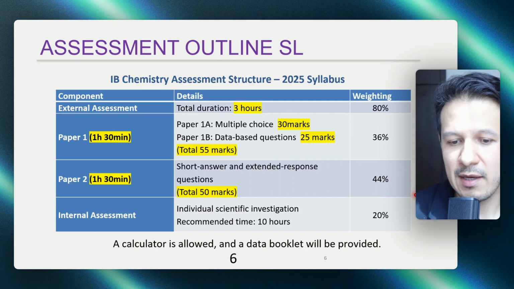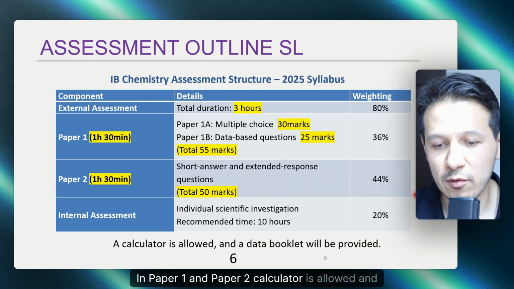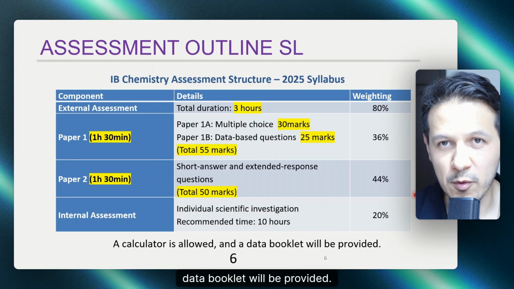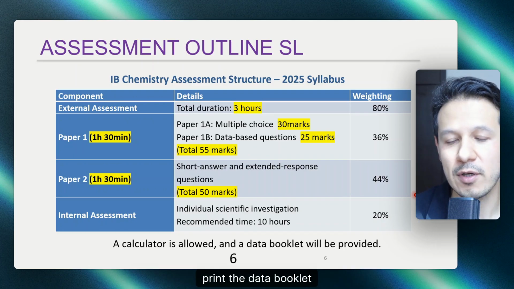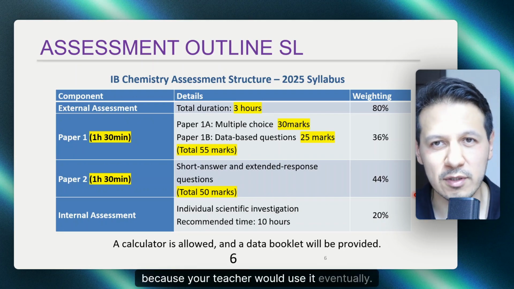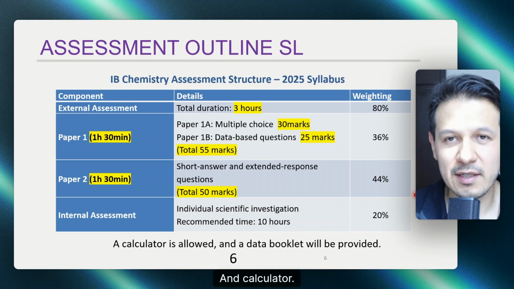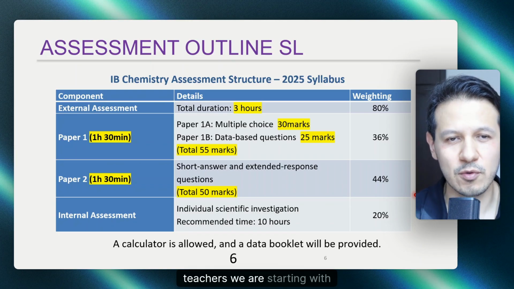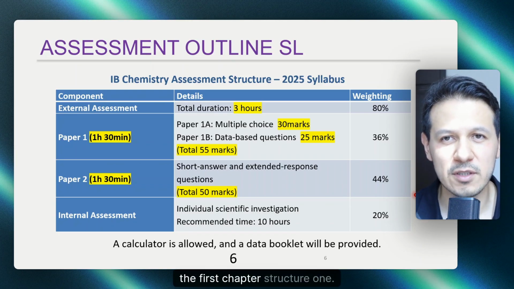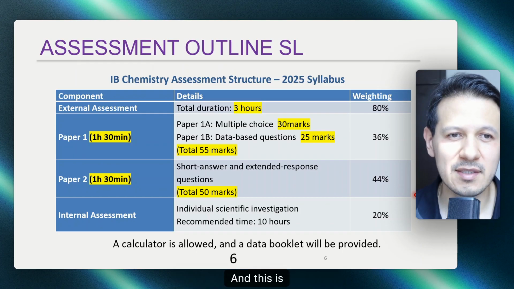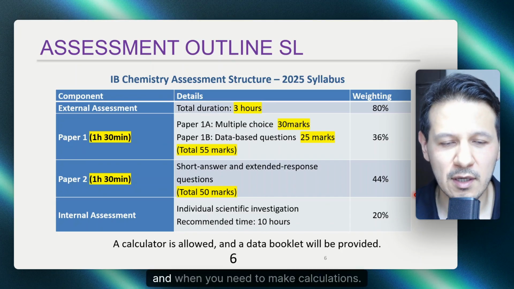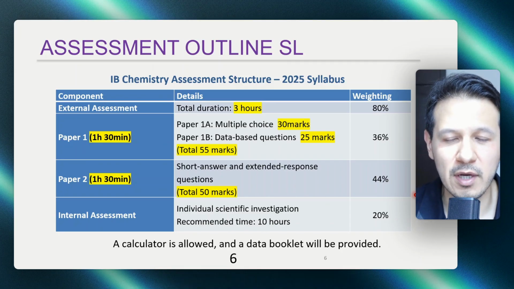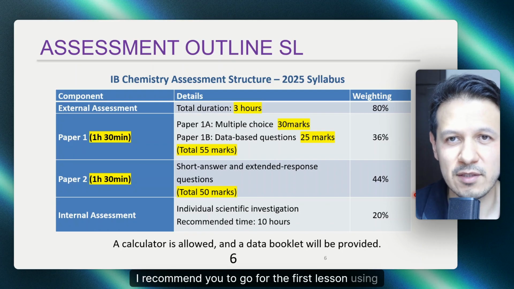Yep. In paper one and paper two, calculator is allowed and data booklet will be provided. So what I recommend is from the first lesson, you print the data booklet because your teacher will use it eventually. And calculator. I think that most of teachers are starting with the first chapter, structure one, and this is about stoichiometric relationship, and when you need to make calculations. So I recommend you to go for the first lesson with using calculator.